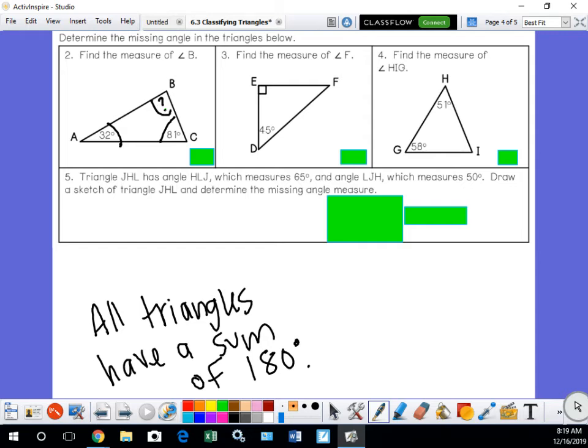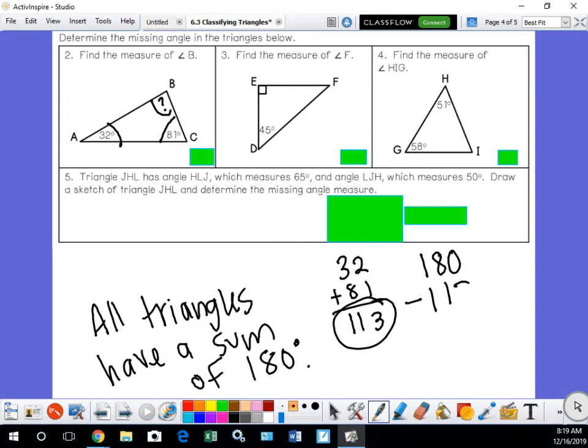So 32 plus 81 gives us 113. And so we need to take this away from 180 to find our missing angle. So we've got 67 degrees for our missing angle here. Now if we added all of those up together, we would get 180, right?